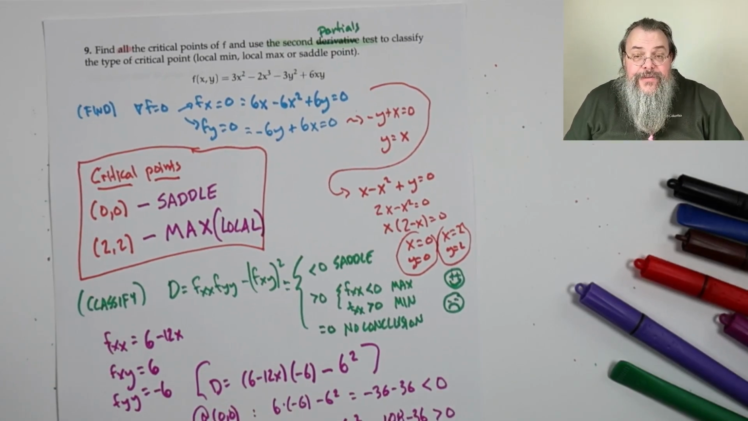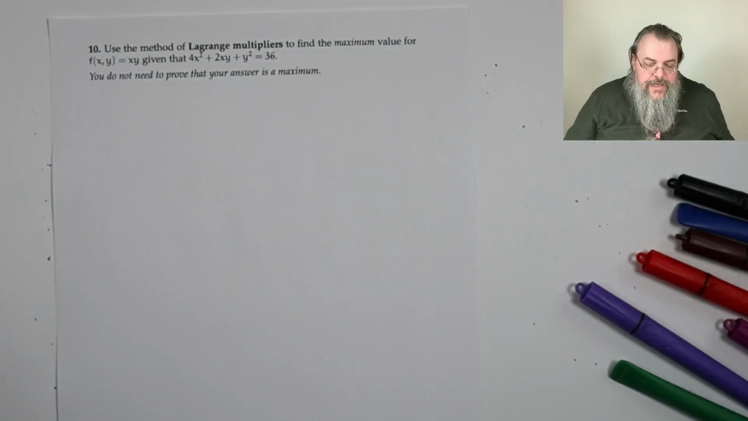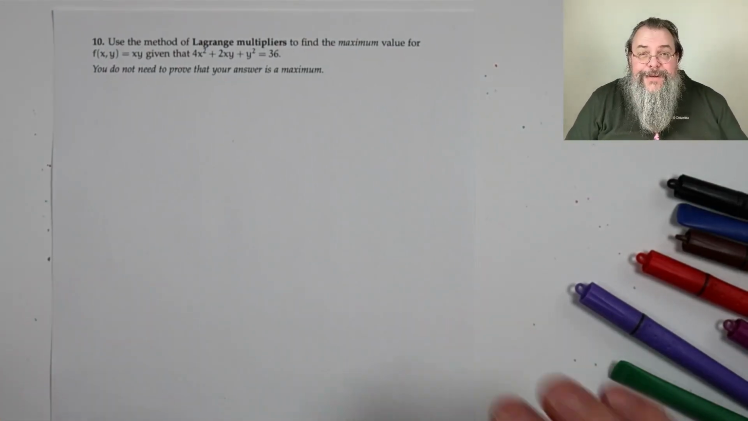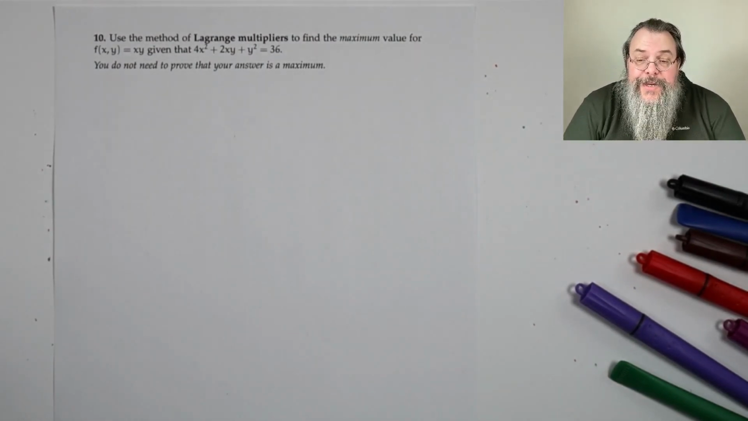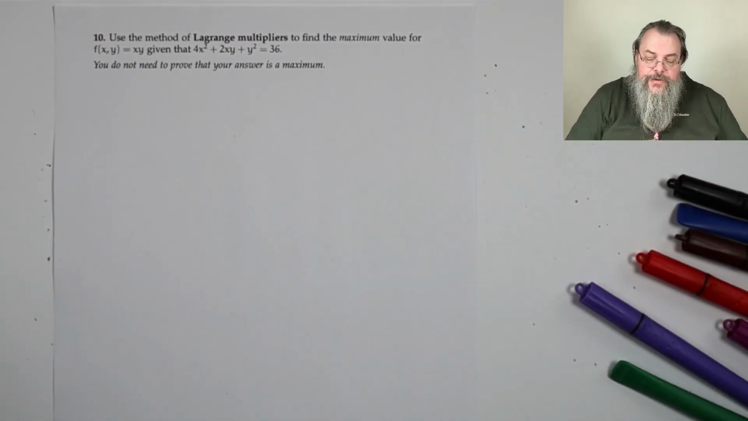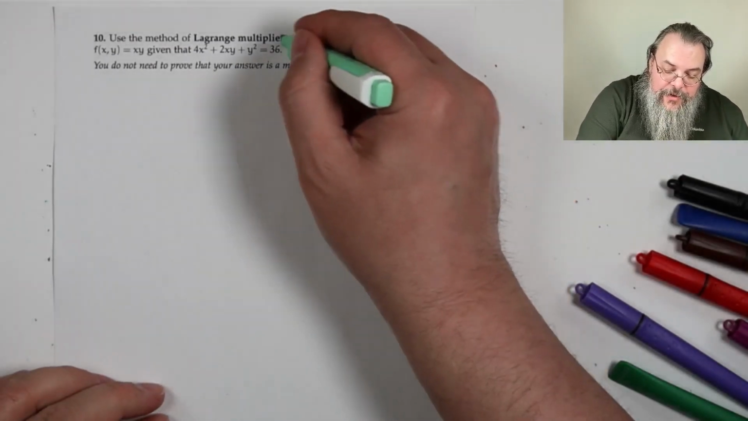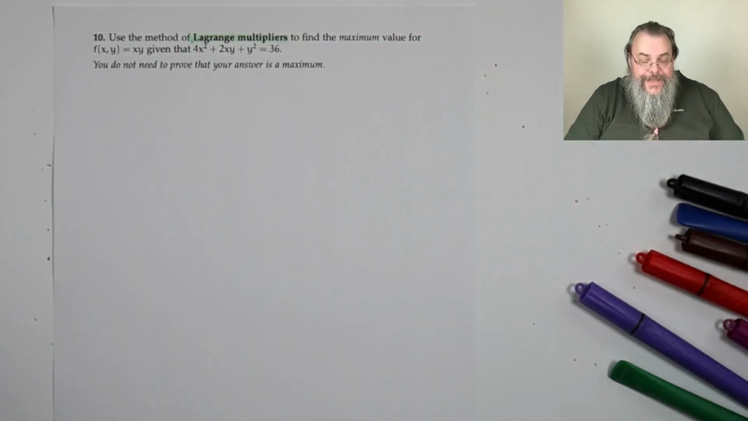And that brings us to our last problem. And don't worry, plenty of time. We will finish. Use the method of Lagrange multipliers. All right, I bet you we're going to use the method of Lagrange multipliers. See? They kind of give it away. Sometimes the hints are subtle.